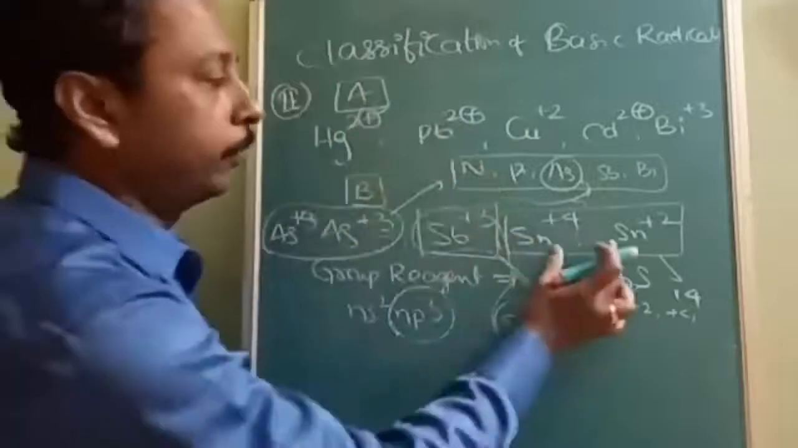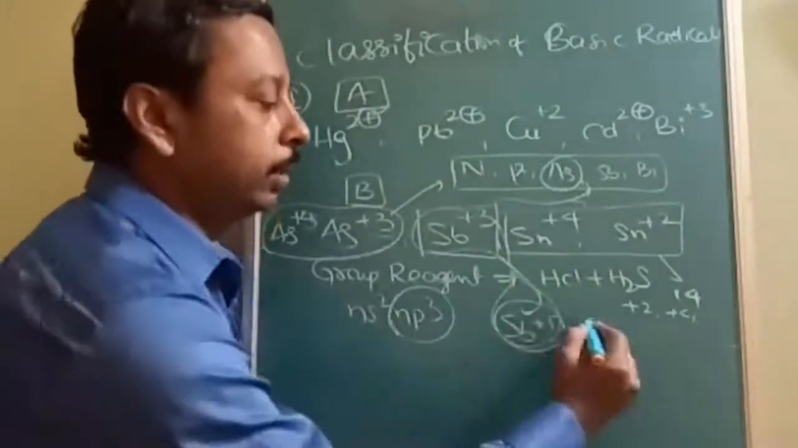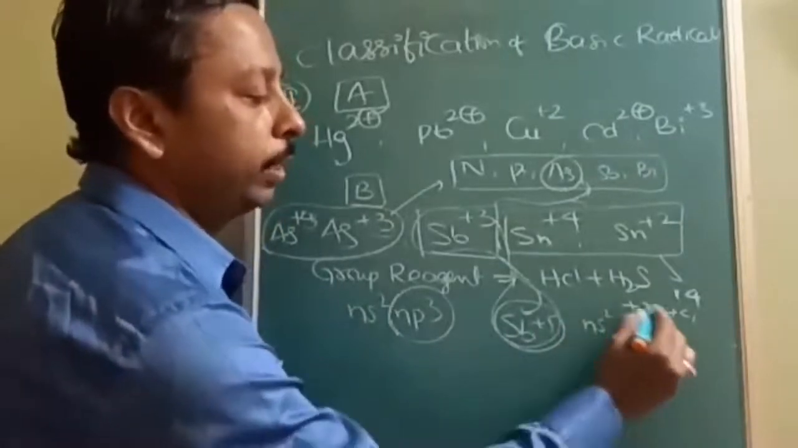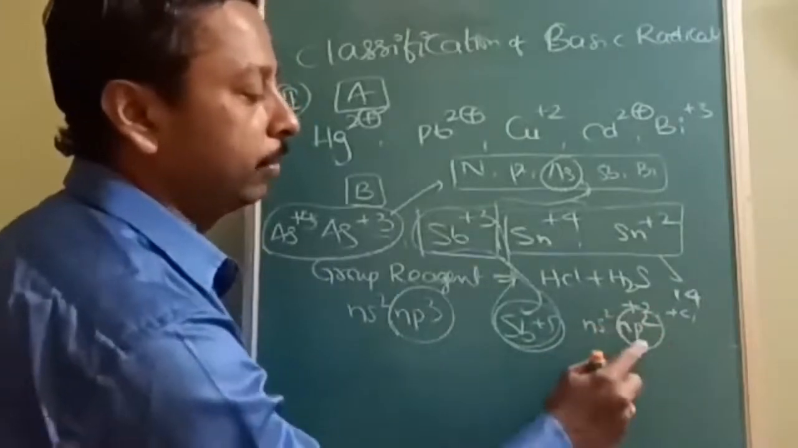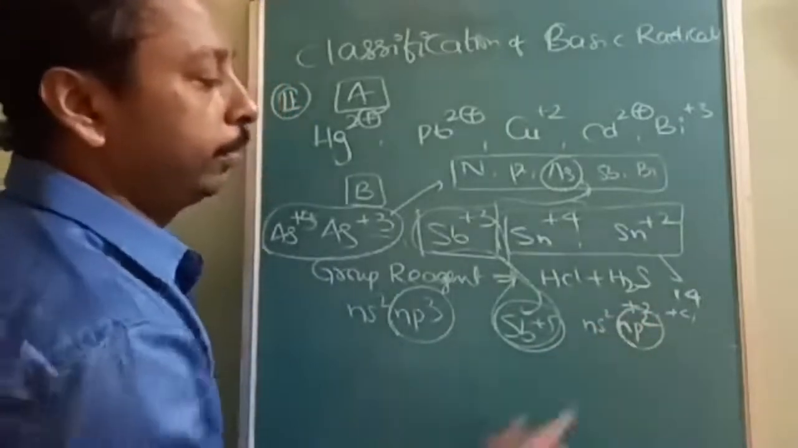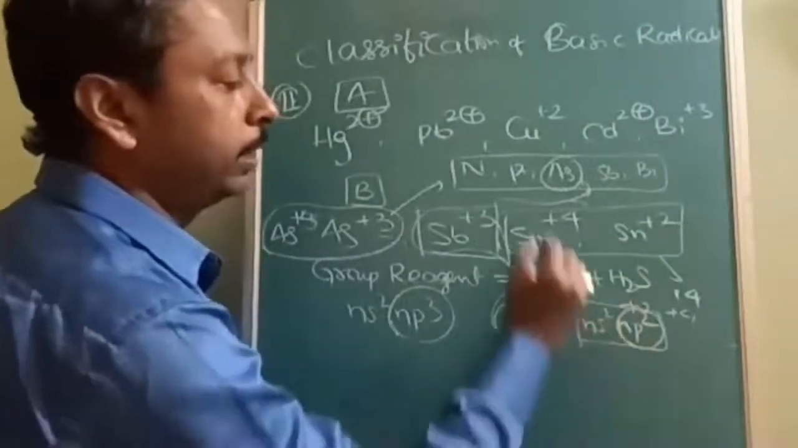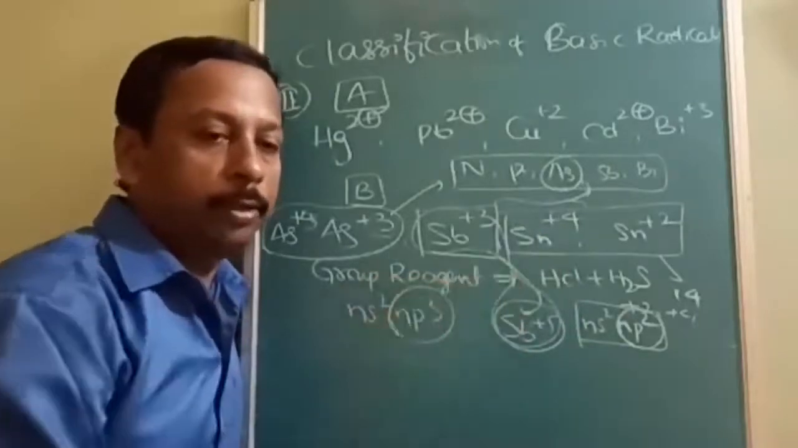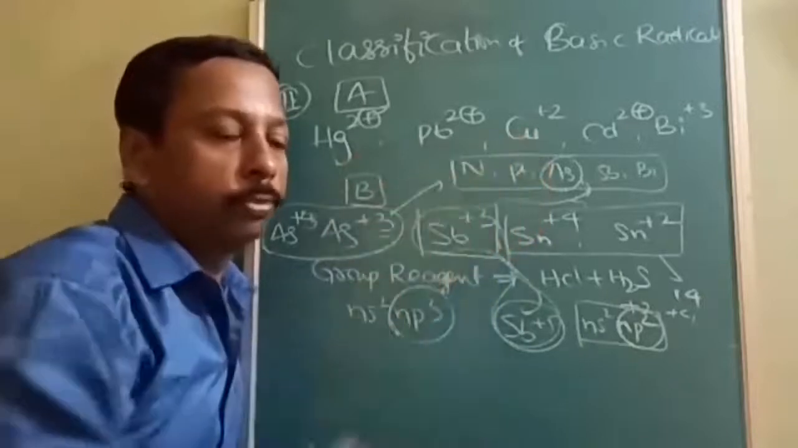And the 14th group element, what is that? Sn. Its general electronic configuration is ns2 np2. When the inert pair effect is there, what should be the oxidation number? +2. When the inert pair effect is not there, then it will be +4. So these are the 6 ions belonging to the B group, and these are the 5 ions belonging to the A group.